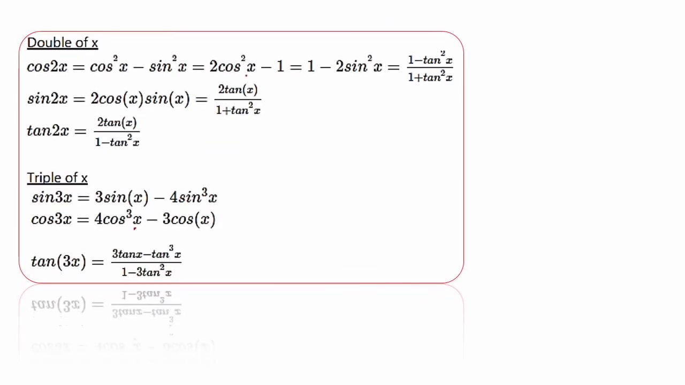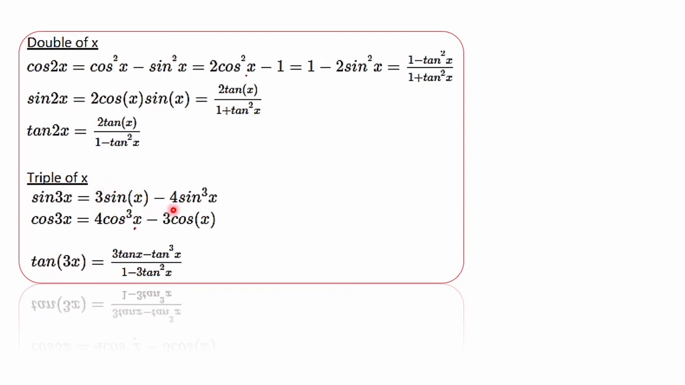Next, let's recall some formulas which we have learned in class 11. That is double of x and triple of x formulas. Cos 2x, there are 4 formulas: cos square x minus sin square x, 2 cos square x minus 1, 1 minus 2 sin square x, 1 minus tan square x by 1 plus tan square x. Then sin 2x is 2 cos x sin x and 2 tan x by 1 plus tan square x. Tan 2x is 2 tan x by 1 minus tan square x.